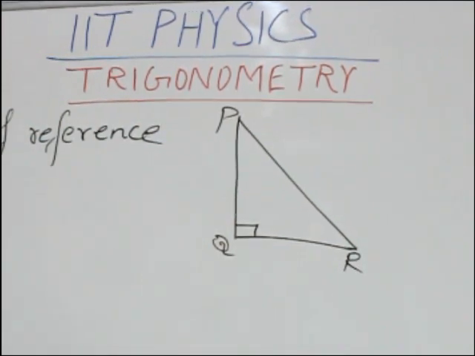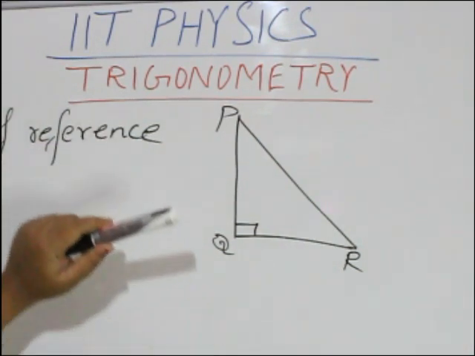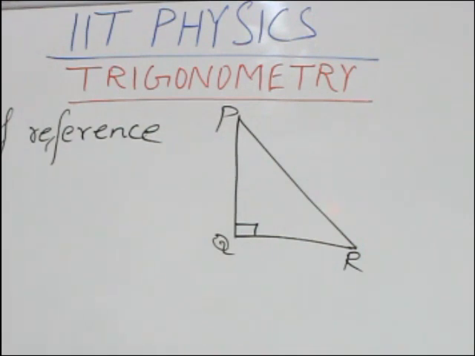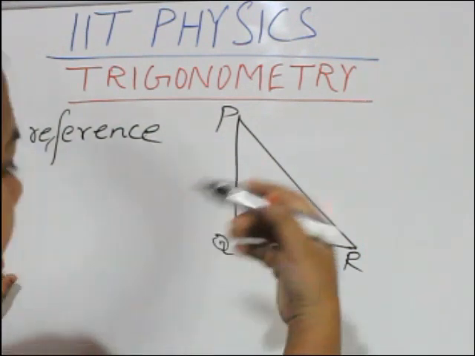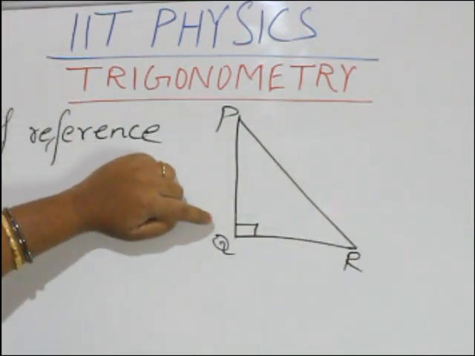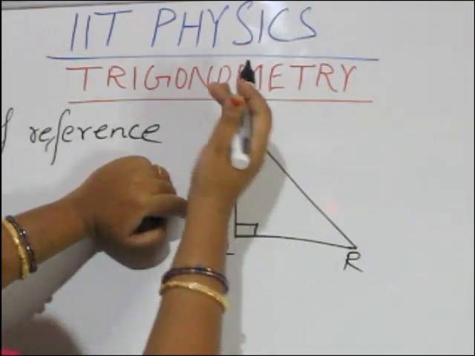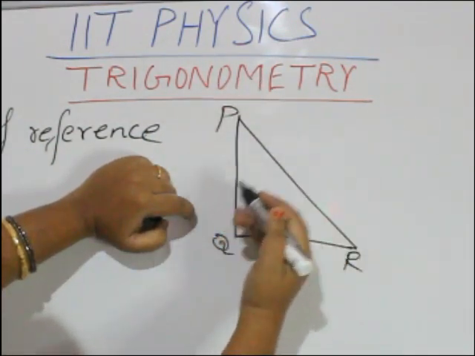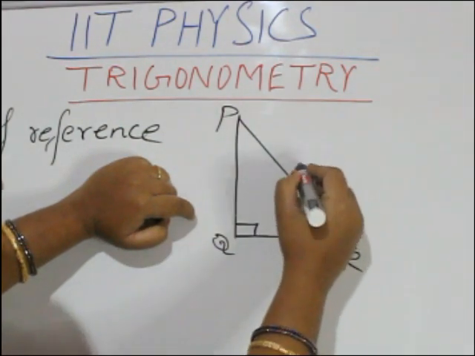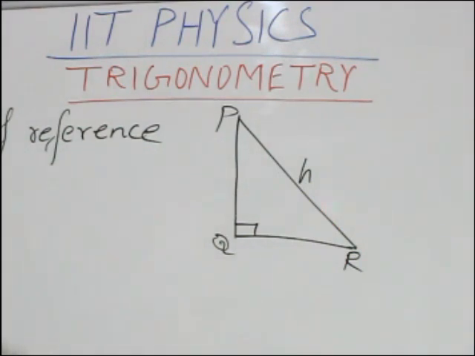Whenever a triangle is given, here triangle PQR with the right angle of 90 degrees at Q, what will be the hypotenuse? The hypotenuse will always be the side opposite to the right angle. The right angle is angle Q, so its opposite side is PR. So PR is the hypotenuse, H.